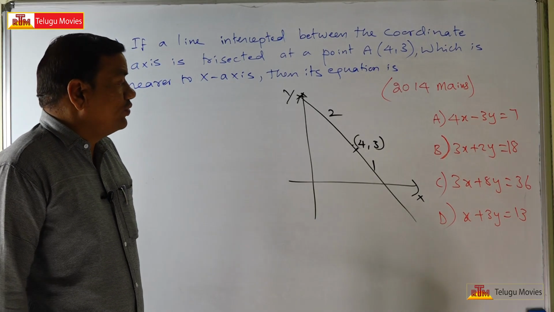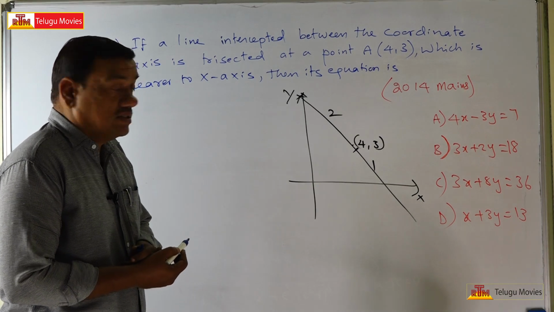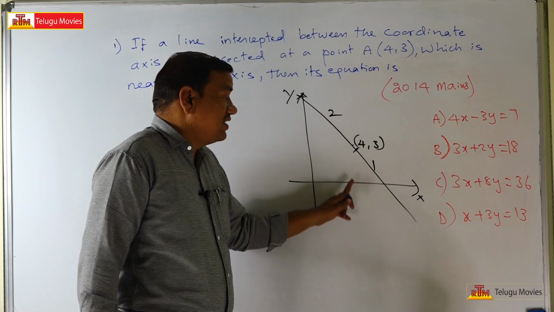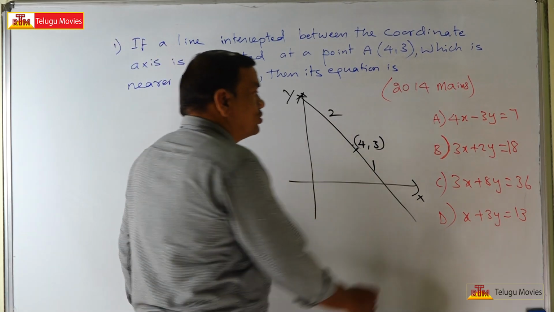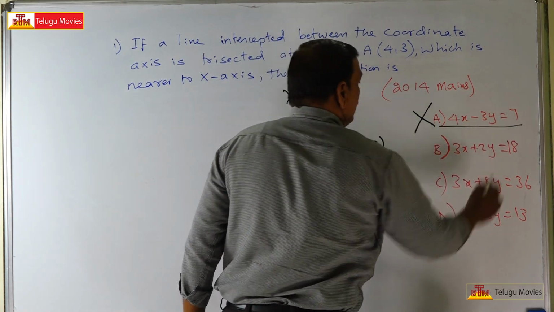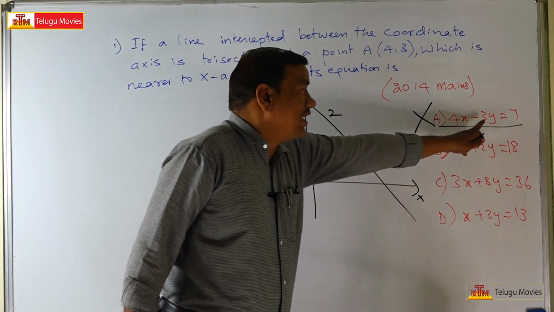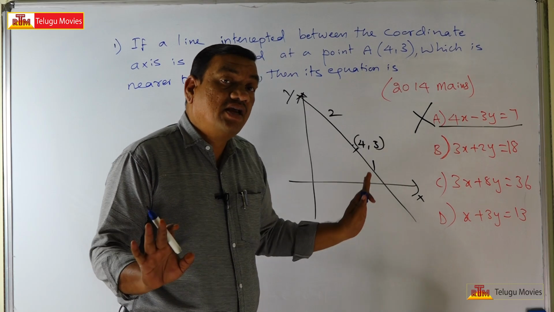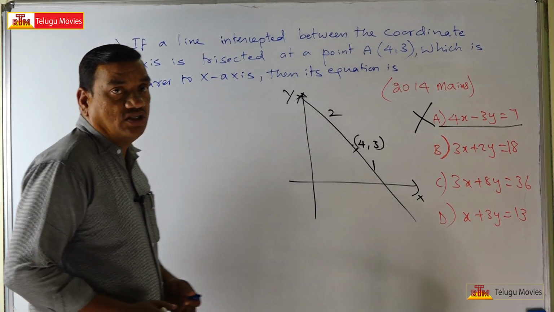Generally, immediately you can say one thing. If you find the equation of the line, the x-intercept is positive and the y-intercept is also positive, so you can avoid the first option. Why? Because in the first option the x-intercept is positive and the y-intercept comes out negative. Therefore the first option can be eliminated, so the answer is either B or C or D.